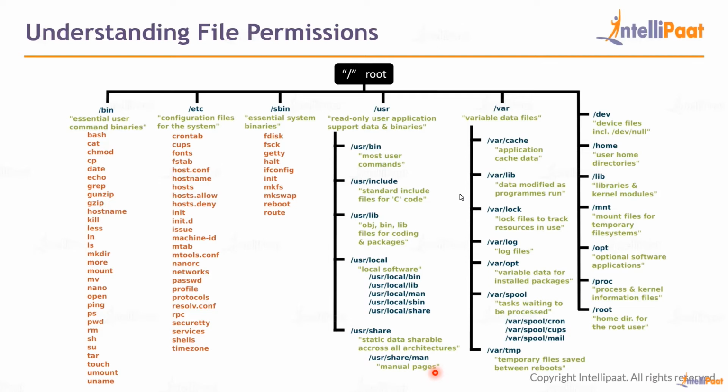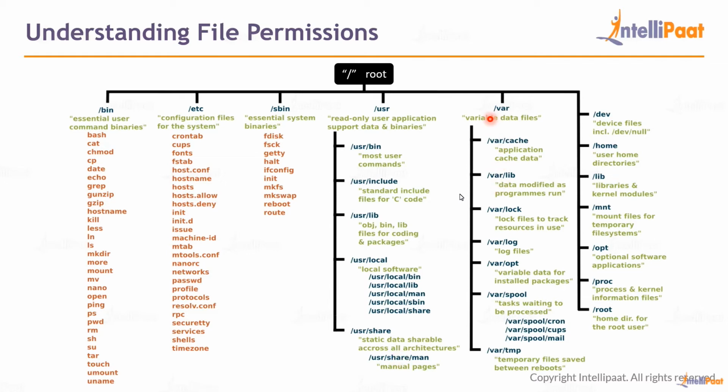Let's say I don't know what ping is, so I'll just type in man ping, and the man pages are actually stored under the usr directory. Under usr it is stored under share, and under share it is stored under man. So from there it will be fetched and given to me. That's what static means: static data shareable across all architectures. So you can share this particular data across every single Linux distribution, and it will not stop your functionality.